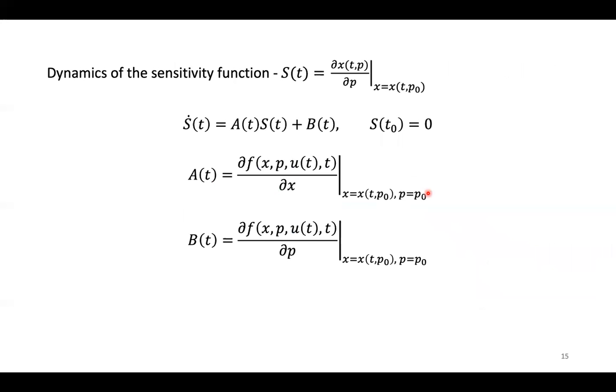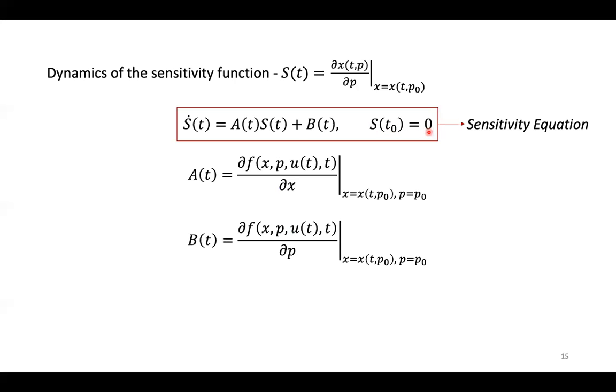The idea is you can derive the dynamics of the sensitivity function, which is actually linear: s dot is equal to A s plus B, and s at t naught equal to 0. The A and B matrices are essentially the Jacobian of the dynamics with regards to x and p, evaluated along the nominal trajectory. One quick thing I want you to focus on is that the initial condition of the sensitivity is 0, because you're already given the initial state to be x naught, which won't have any variations under any parameter variations. So partial of x naught with respect to p equals 0, which gives you s at t naught equal to 0. This is called the sensitivity equation in the literature.